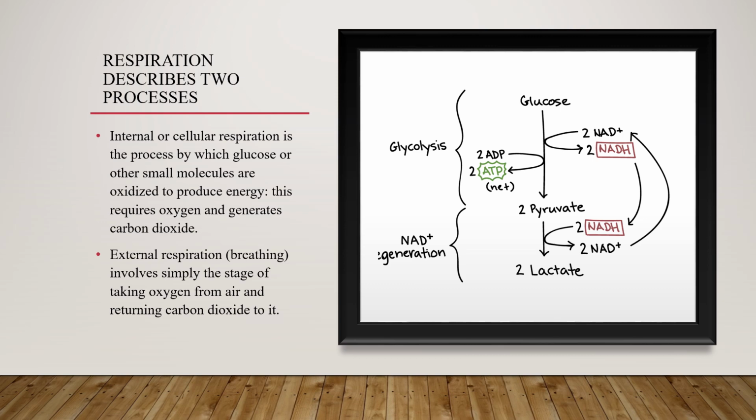Okay, in this slide, I will explain the two processes of respiration, the internal and the external. Internal or cellular respiration is a process by which glucose or small molecules are oxidized to produce energy. This requires oxygen and generates carbon dioxide. This picture also explains aerobic and anaerobic respiration. One of them needs oxygen and one of them doesn't. External respiration is breathing, which involves simply the stage of taking oxygen from the air and returning carbon dioxide to it.